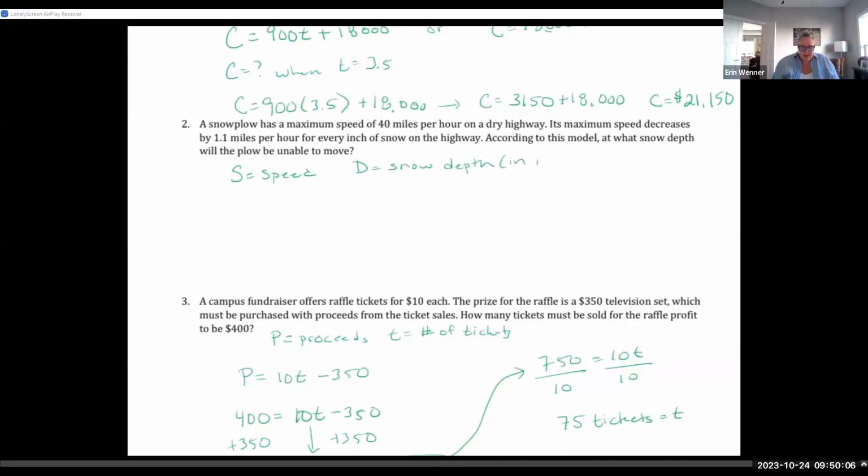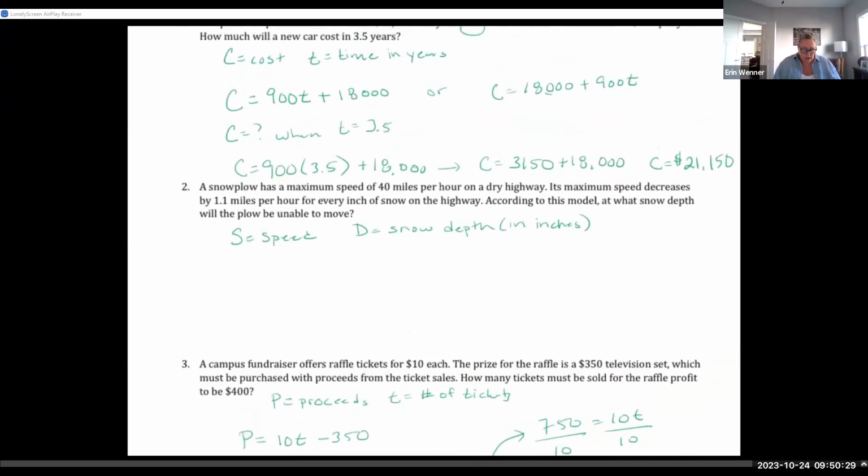Okay. So how do I know it needs to be in inches? Well, it gives me the definition that it is decreasing by 1.1 miles per hour for every inch of snow. So we've got to measure the snow in inches. The maximum speed is 40 miles per hour. So this is one where it might make more sense.